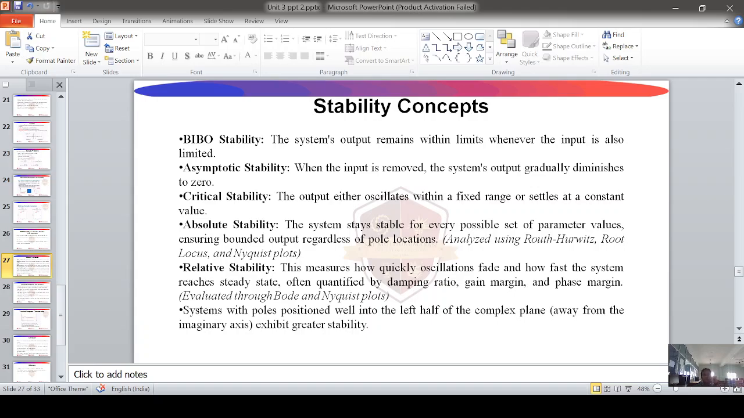So stability concepts. Stability: the system's output remains within limits when the input is also limited. Asymptotic stability: when the input is removed, the system's output gradually diminishes to zero. Then critical stability: the output either oscillates within a fixed range or settles at a constant value. Absolute stability: the system stays stable for every possible set of parameter values, ensuring bounded output regardless of pole locations.